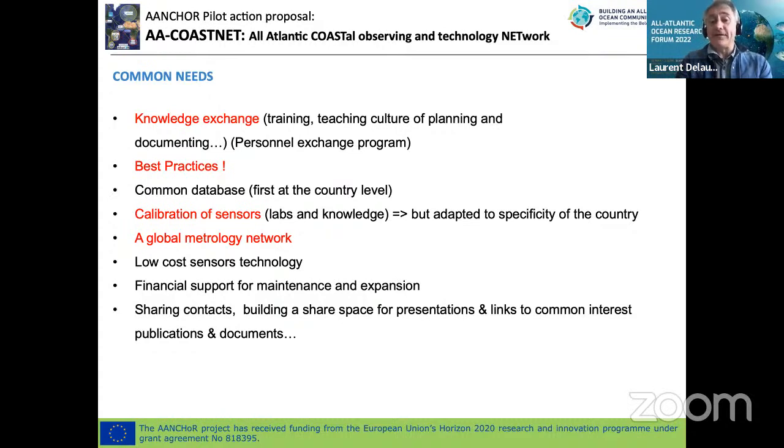And we saw that there are some initiatives that are already trying to establish this at the European level, at least, but that have some links beyond the European borders. We discussed local sensor technology, and I know that in the AANChOR project, there is a joint action dedicated to local sensors with a specific training that is organized in Argentina, I think. Trying to find some financial support for maintenance and expansion, and sharing contacts, building a shared space for presentations and links to common interest publications and documents.